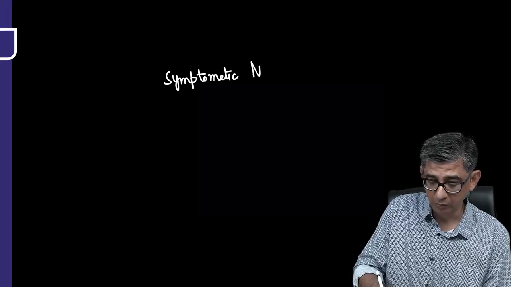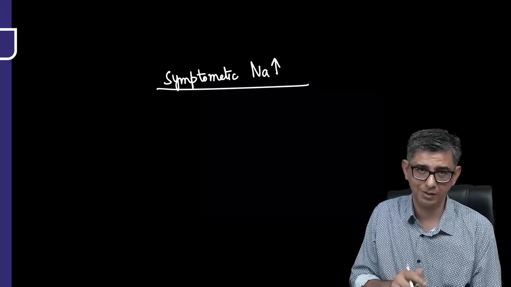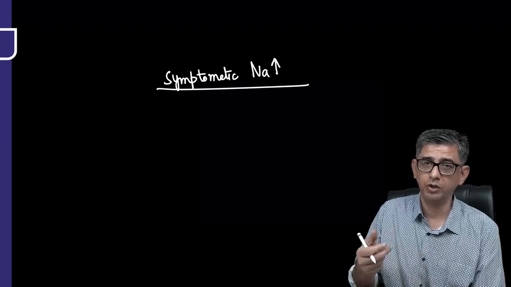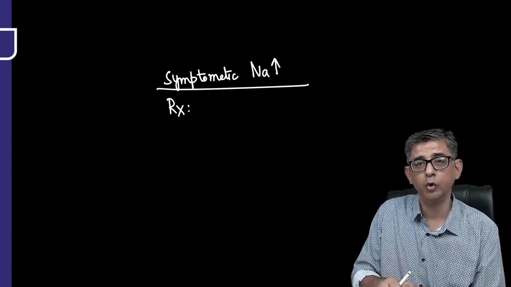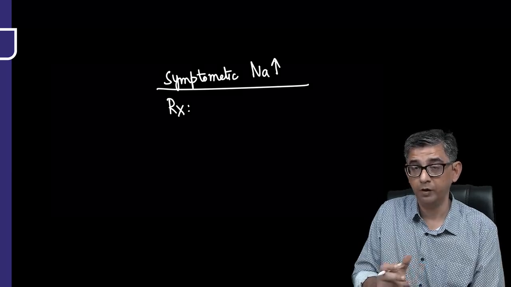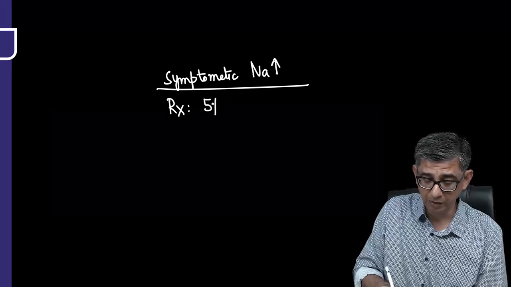One question that I can put up before you right here, and I would not like you to look at your notes at the moment, just tell me, like I taught you, fluid of choice for hyponatremic seizures would be 3% saline. What fluid would you be giving to a person with symptomatic hypernatremia? I gave a pause of a few seconds because I wanted you to think. Your answer would be 5% dextrose.